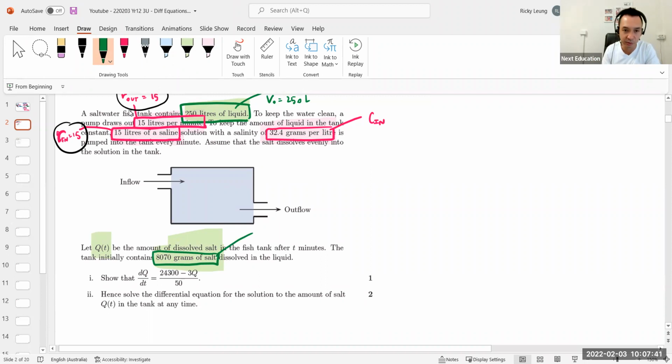So this is the initial... I'll use Q. So this is Q0, right? Q0 equals 8070. It's probably going to be useful for integration later. Yeah? So let's see. Prove that. We'll do this, right? I need to prove this.